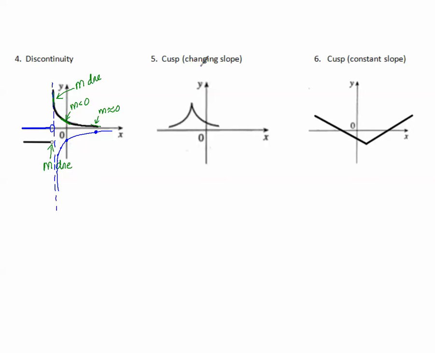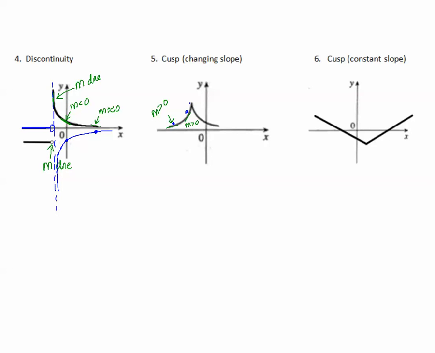Let's look at a cusp with a changing slope. So again, I don't see any horizontal tangents, but I see here positive slope. The slope is greater than 0. As I move to the right, the slope is still greater than 0, but even more so. So I'm going to start plotting points that are above 0, and then even more so above 0. And then as I move to the right, even more and more.